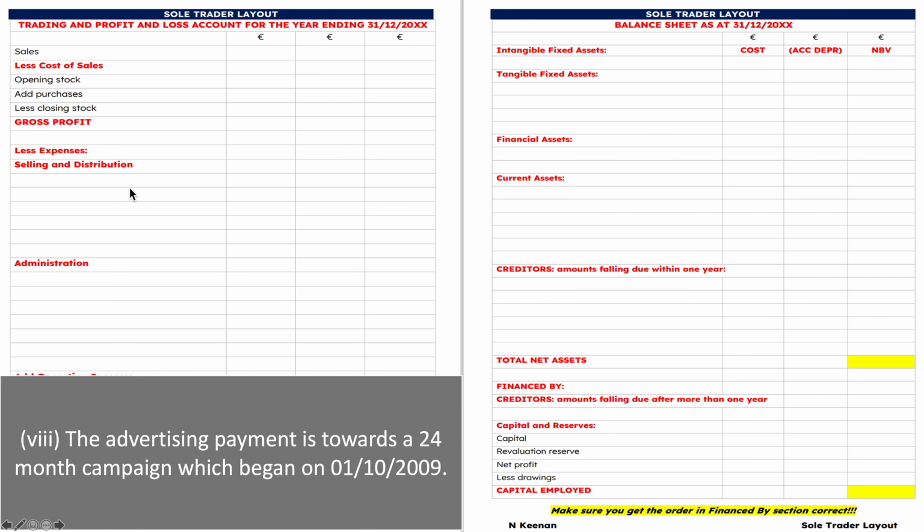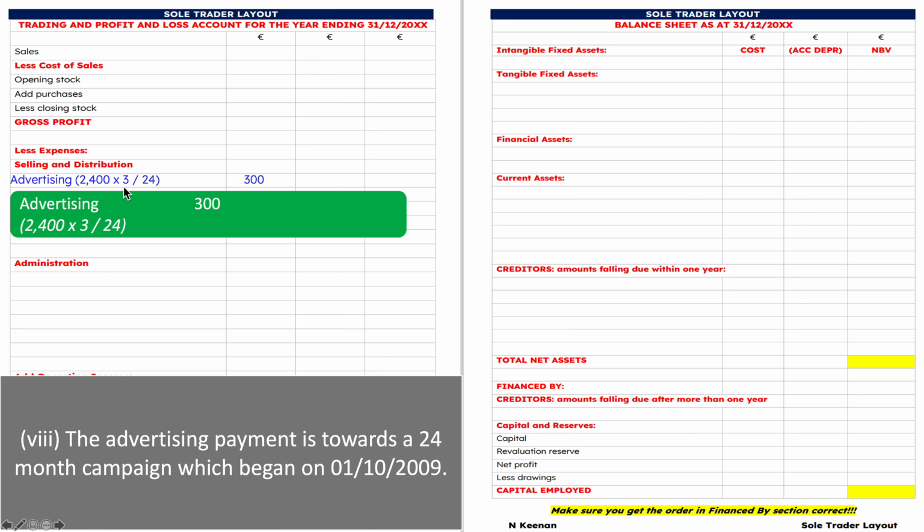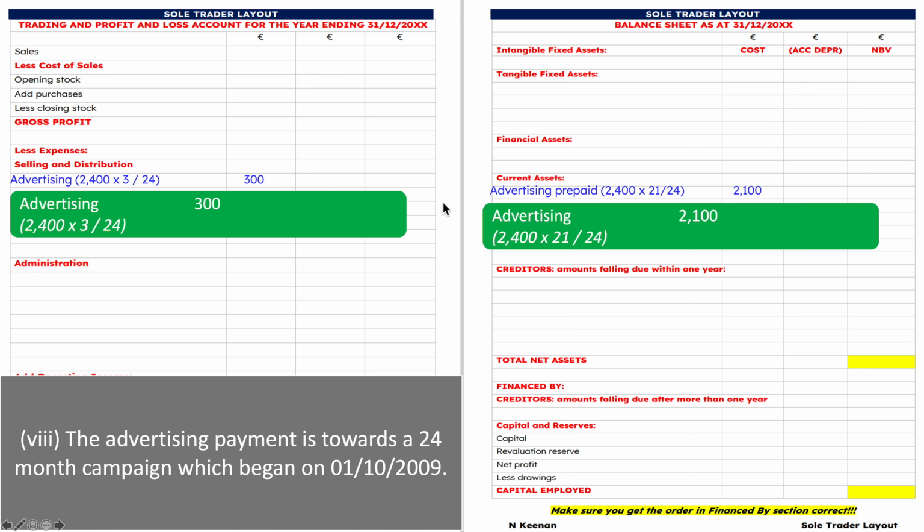We've got 2,400 is advertising. 3 months of that belongs to the year 2009, so we're going to put that in the trading profit and loss. So that's 300 there. And then we're going to have advertising prepaid in the balance sheet in current assets. You've got 2,400 multiplied by 21 months out of 24. That is 2,100 in current assets there.